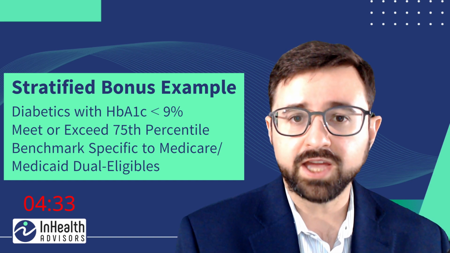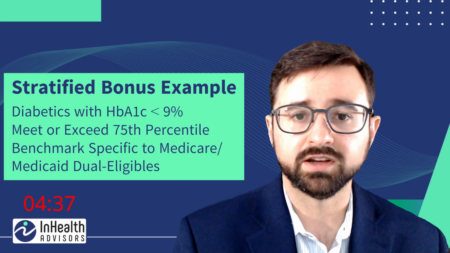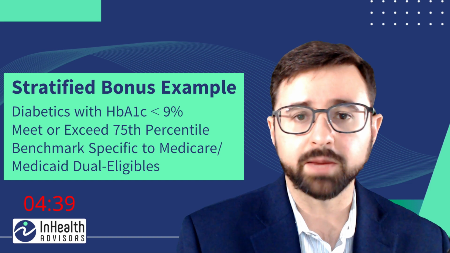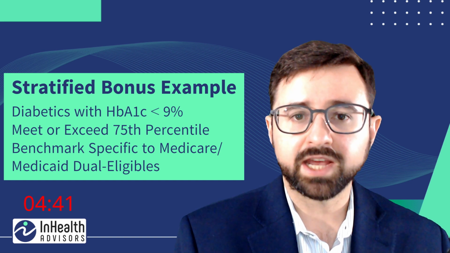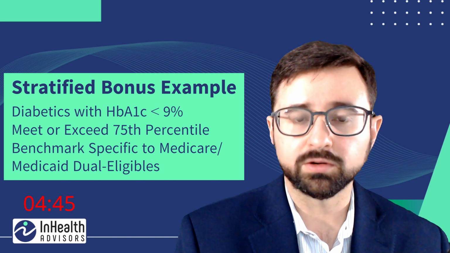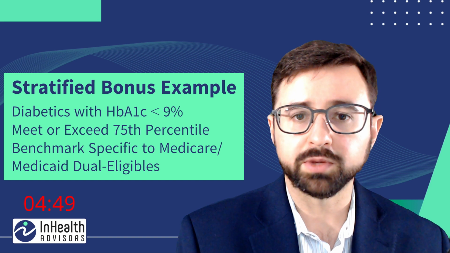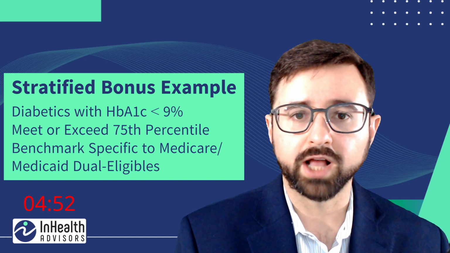The stratification approach involves looking at the benchmark that's specific to the subpopulation. In this case, we can consider an example of dual eligible Medicare Medicaid patients. So the provider would earn the bonus if they exceed or meet the 75th percentile benchmark specifically reported for the population of Medicare and Medicaid dual eligibles.